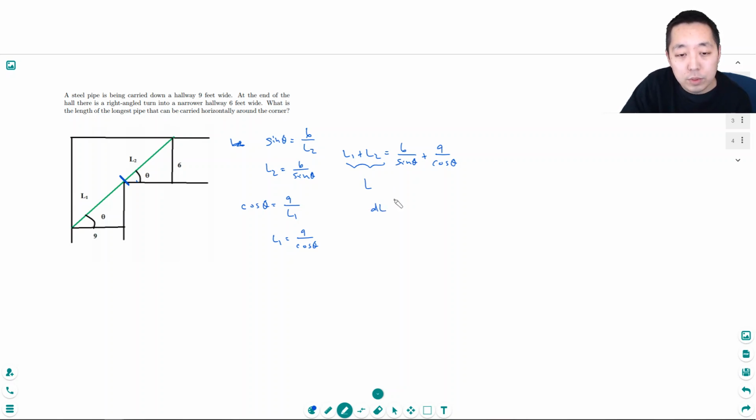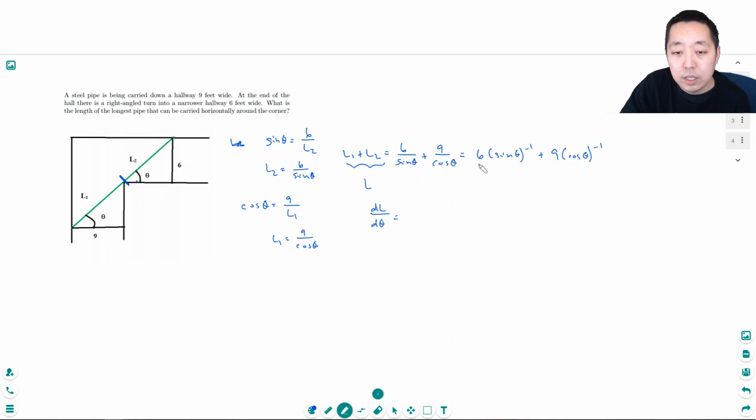So I want to take the derivative of this with respect to theta. Okay, so 6 over sine theta. There's a couple ways you could do this. You could do this as quotient rule. I would really write this more as 6 sine theta inverse plus 9 cosine theta inverse. I just prefer power rule and chain rule to quotient rule. That's just a preference. You could do it through quotient rule though.